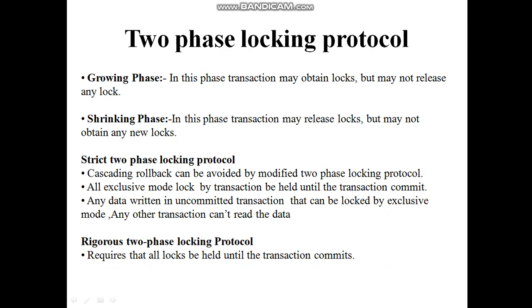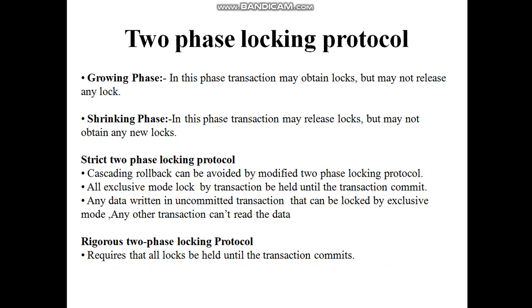Then the two-phase locking protocol. Here there are two phases of locking: the growing phase and the shrinking phase. In the growing phase, the transaction obtains locks but does not release any lock. In the shrinking phase, the transaction releases locks but does not obtain any lock. That is called the shrinking phase. Two variants of the two-phase locking protocol are the strict and the rigorous two-phase locking protocol.